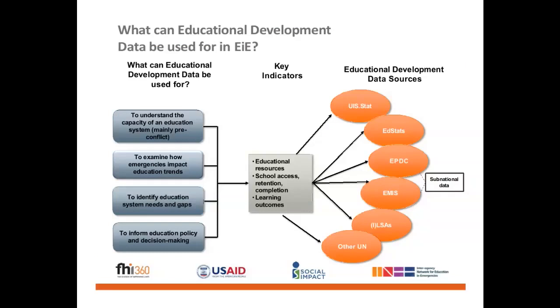And then, of course, to think from a policy standpoint, where are there gaps and where are there decisions that need to be made. And you'll see the 6 resources there on the far right. So you have UIS from UNESCO, you have EdStats from the World Bank, you have EPDC hosted by FHI 360, you have national EMIS. And it's worth flagging that EPDC and EMIS systems are particularly good for finding subnational level data, for those of you that need more finely grained information. Then you have ILSA, so those assessments, and then, of course, other UN data.